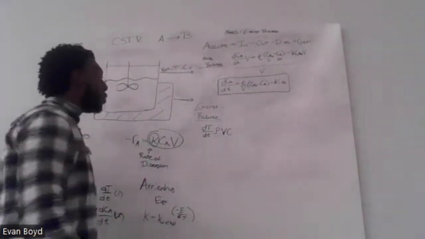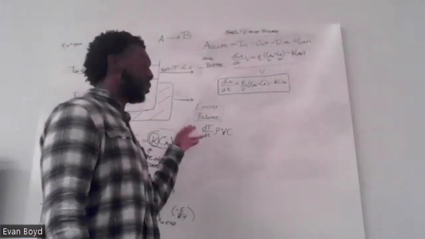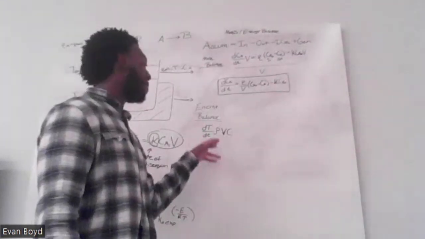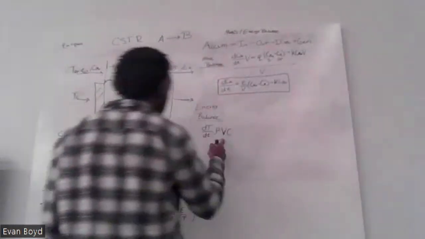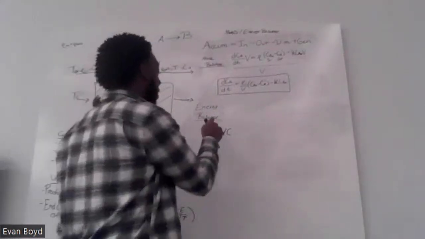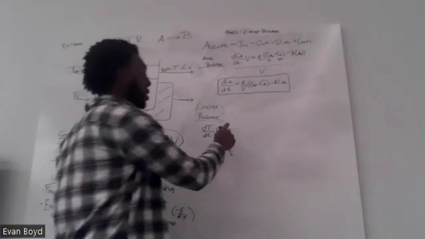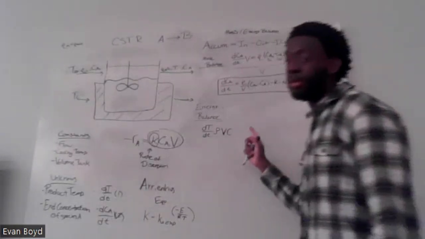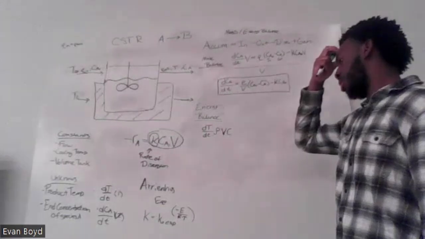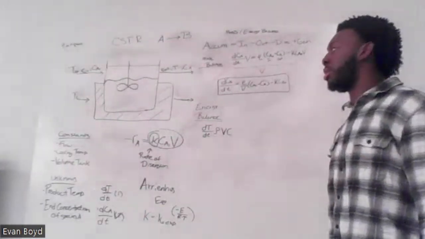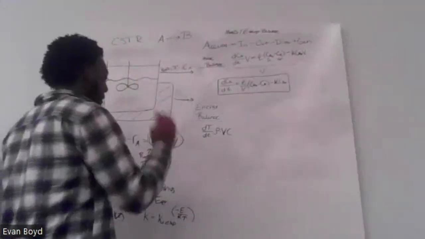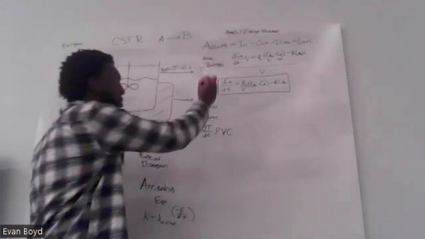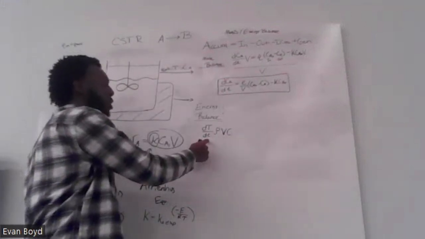So for our accumulation, it'll be the change in temperature over time, times the density of the liquid, times the volume of the system, and then times the specific heat of the liquid. You have the volume of the flow going in, the volume of the pipe going in, so that makes sense. This would be your accumulation for the energy balance.